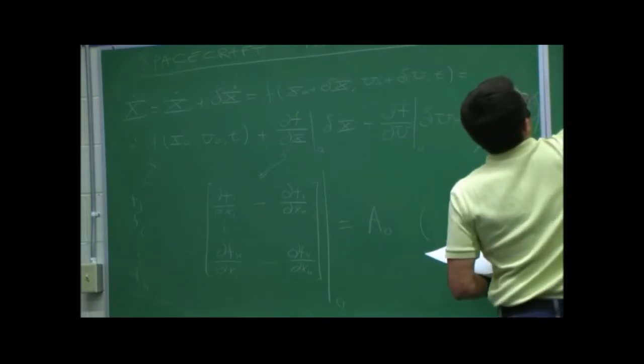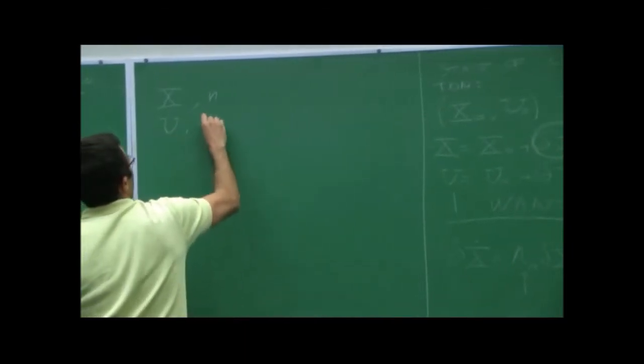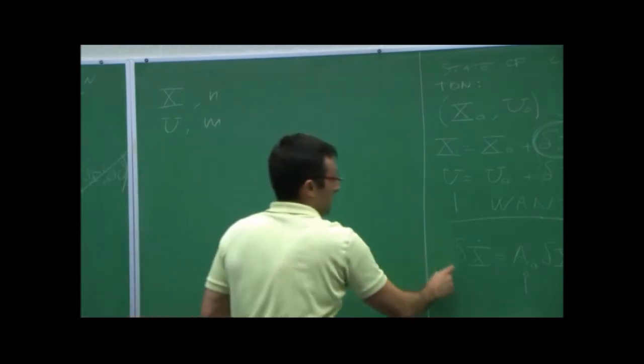So if my x is of dimension n, and my u is of dimension m, for example, I have n components for big X and m components for u. What is this? It's n by n, right? Remember, that's what I want to obtain. I want to obtain something like this.